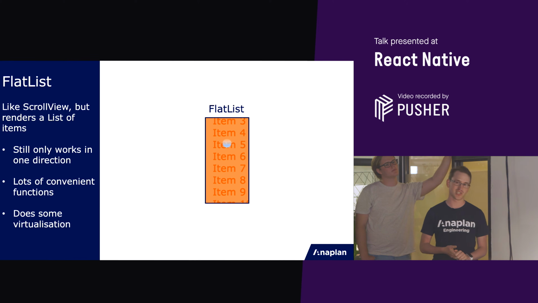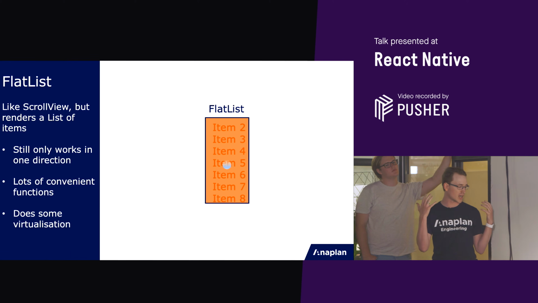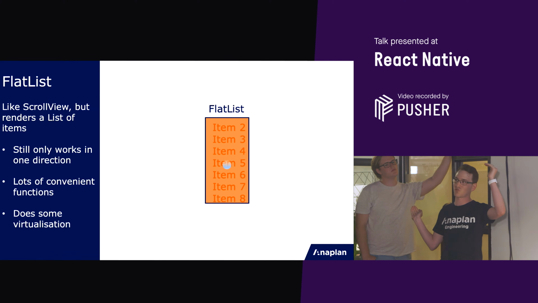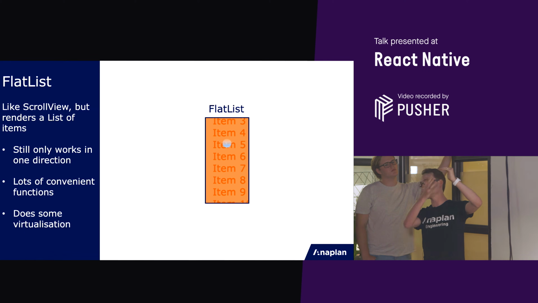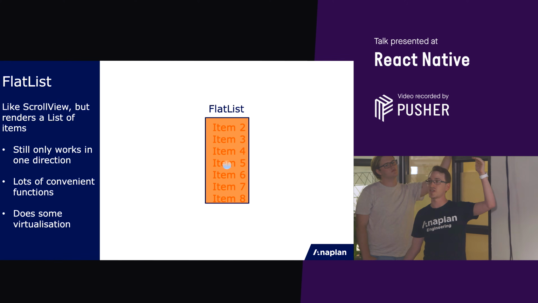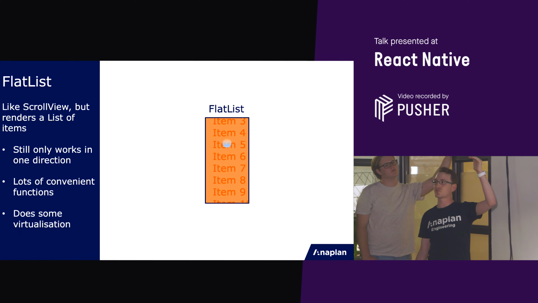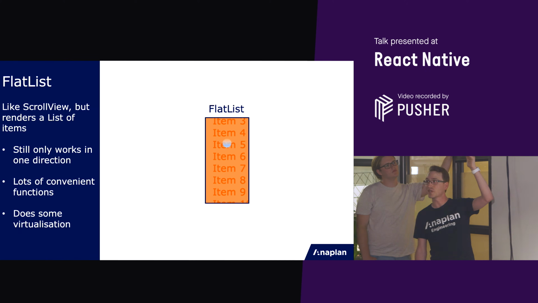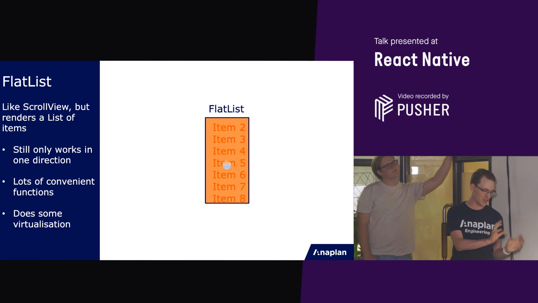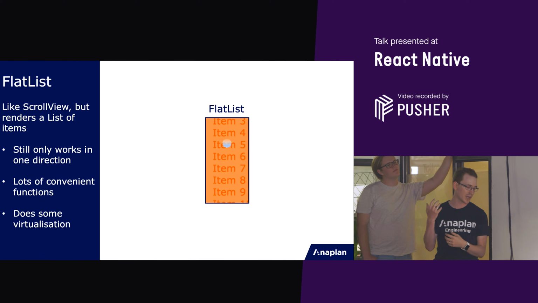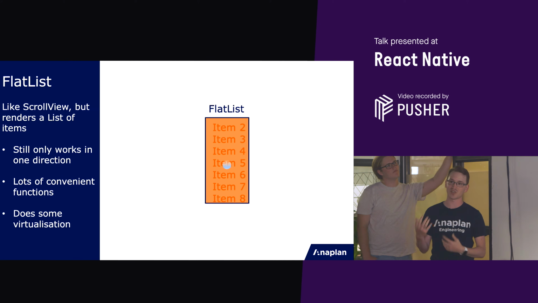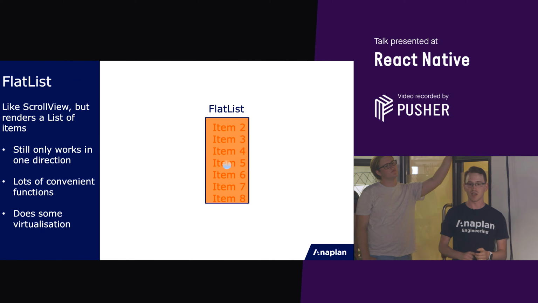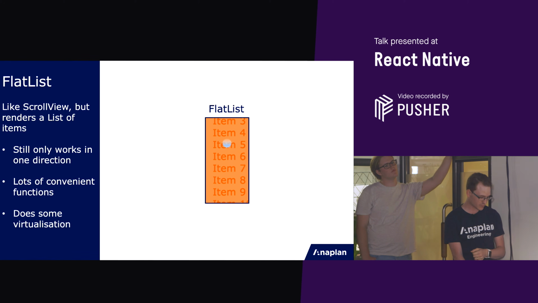And flat lists, which is similar, but doesn't do something which a scroll view does, which is that in a scroll view, you give it the content, it's going to render all of that content, even if it's really far off screen. And if you've got 10,000 rows of data in your grid, you don't really want to render past row 50 probably. So this does some virtualization for you and has lots of convenient functions that help you out with that, etc., etc. And again, lets you scroll content when it's bigger than the view.